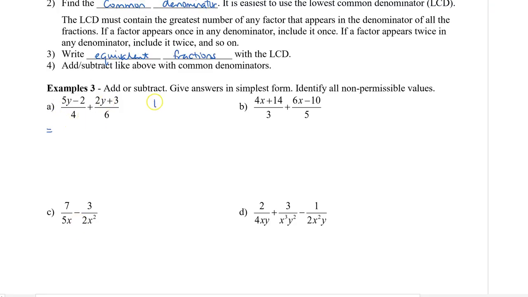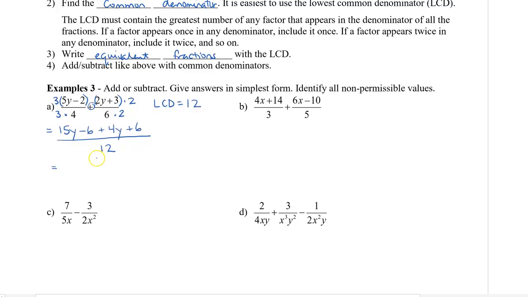So we can see here that the lowest common denominator is going to be 12. And that's because 4 goes into 12, and so does 6. I'm going to multiply the first fraction by 3. I'm going to multiply the second fraction by 2. When I do that, I get 15y minus 6. Don't forget this is a plus, so it's going to be plus 2 times 2y, which is 4y, and then 2 times 3, which is 6. And that's going to be all over my common denominator of 12.